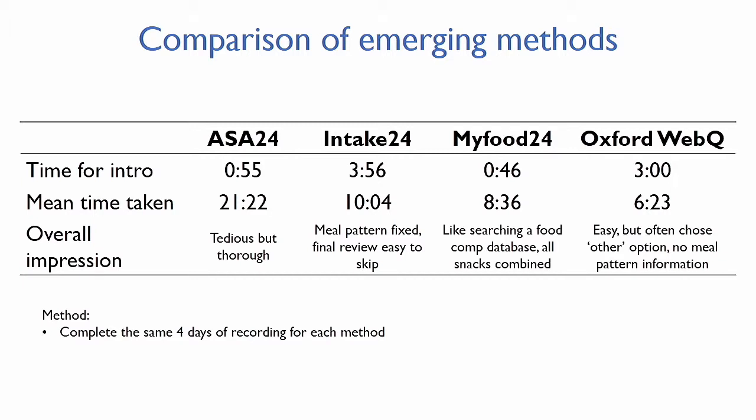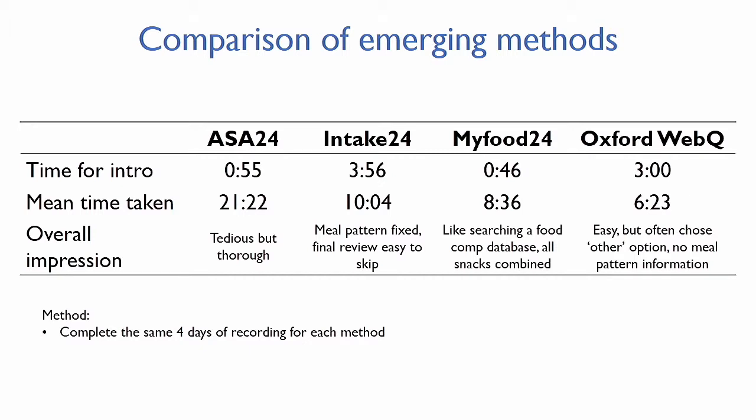The Intake 24, I quite like this one. The meal pattern is initially fixed, and also the final review was quite easy to skip, whereas the other ones really forced you to look at what you'd said your diet was. I don't think the My Food 24 has any advantage really over the Intake 24 because all the snacks are combined, and it really can be difficult to find your food.